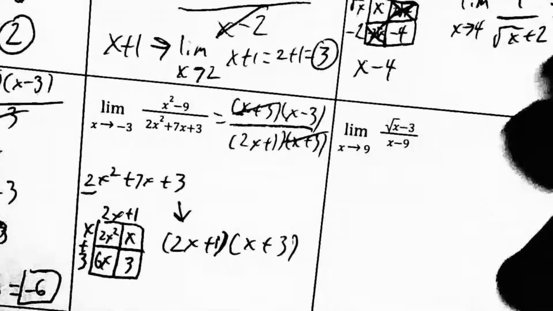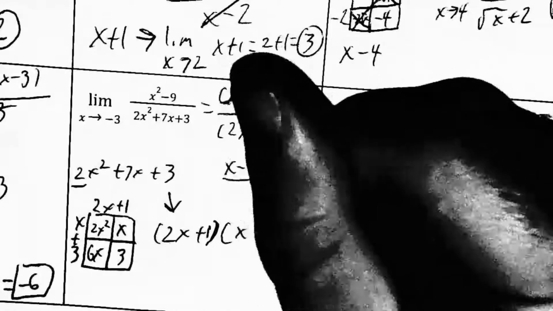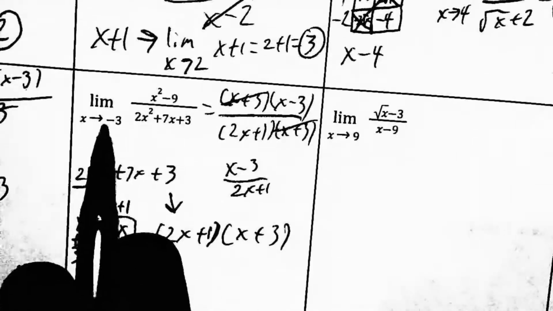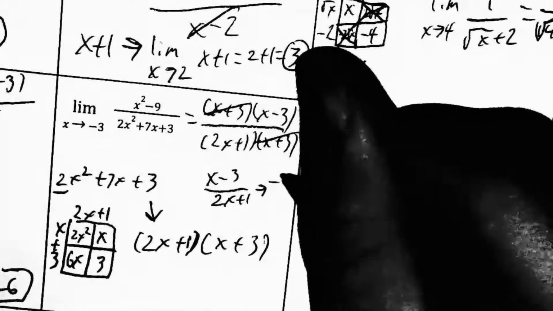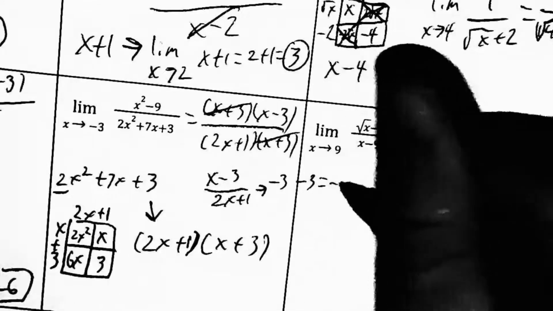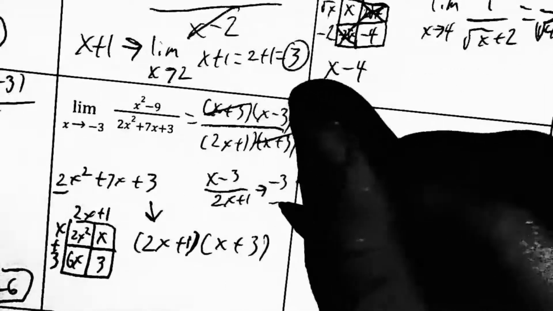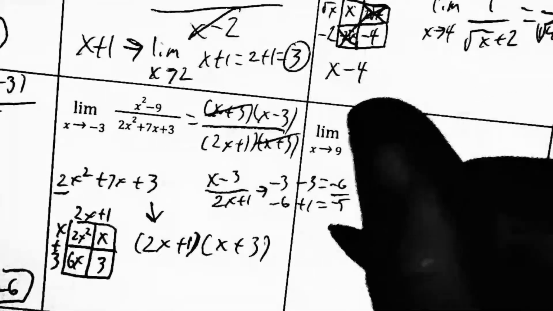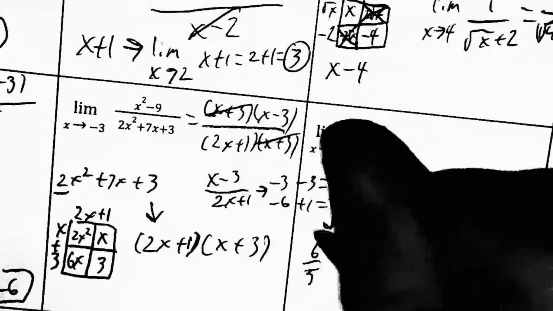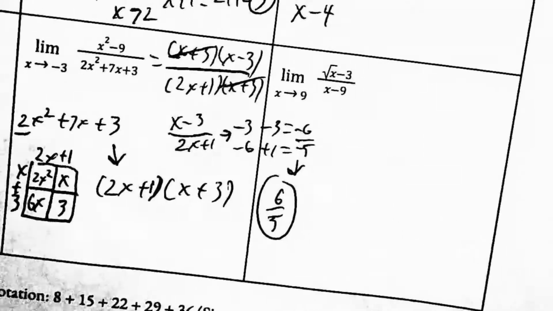And now I have x minus 3 over 2x plus 1. Let's go ahead and take the limit again. Negative 3 minus 3. Negative 3 minus 3 equals negative 6. And then negative 6 plus 1 is negative 5. So we have 6/5. That's the limit of this problem.